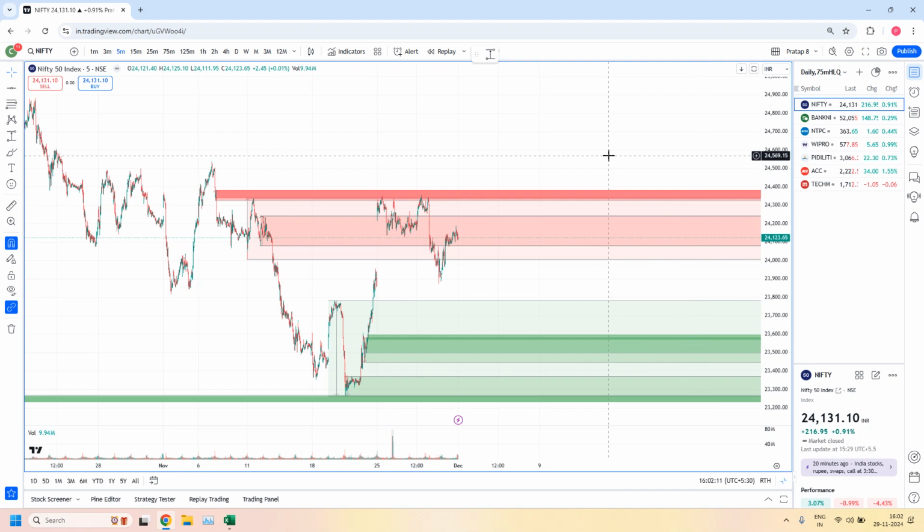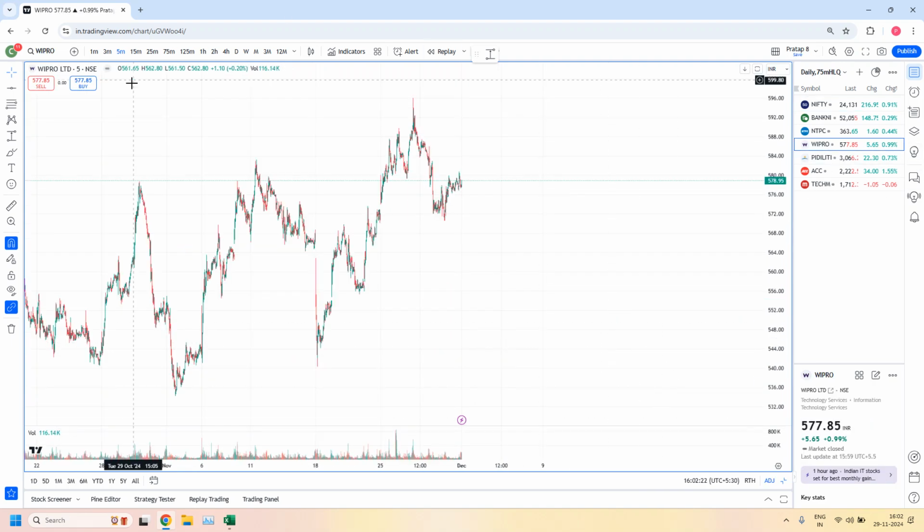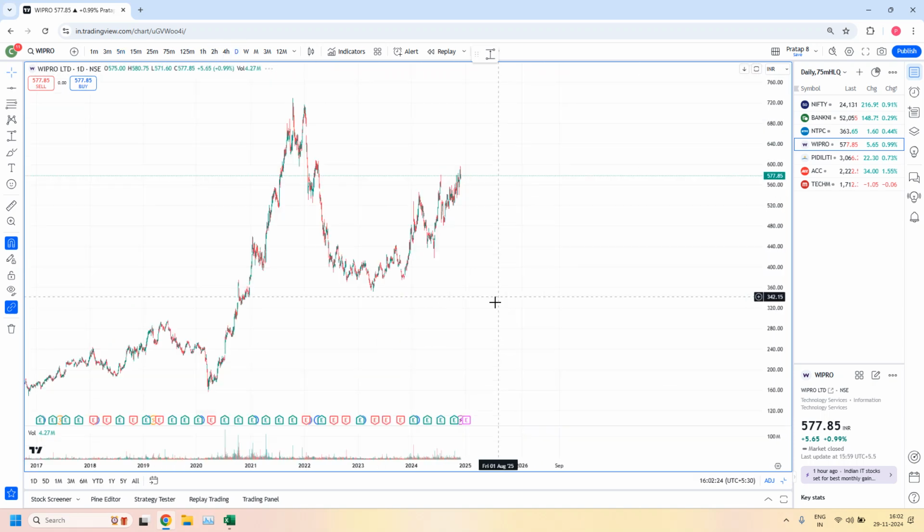But anyway, we are trading based on high liquidity zones. We really don't bother about the trend in high liquidity zones. Okay, this is about Nifty. Next one is Wipro, which we didn't get a trade today. This is a daily high liquidity demand zone.